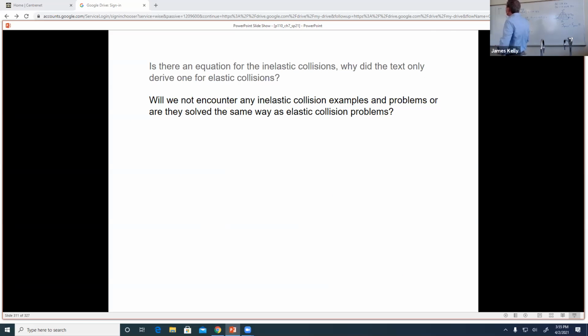Okay, more reading response question. Is there an equation for inelastic collisions? Or why did the text only derive one for elastic collisions? Well, the idea is in elastic collisions, you have two things moving in the final state. So you have two unknowns, two final velocities. And at least if we're considering head-on collisions, so there's only motion in one dimension, we have two unknown final velocity x components. So we need two equations, momentum and kinetic energy conservation, right?